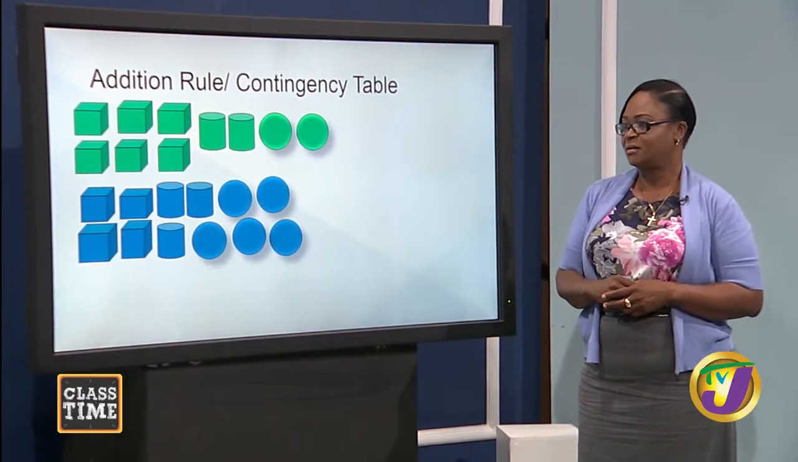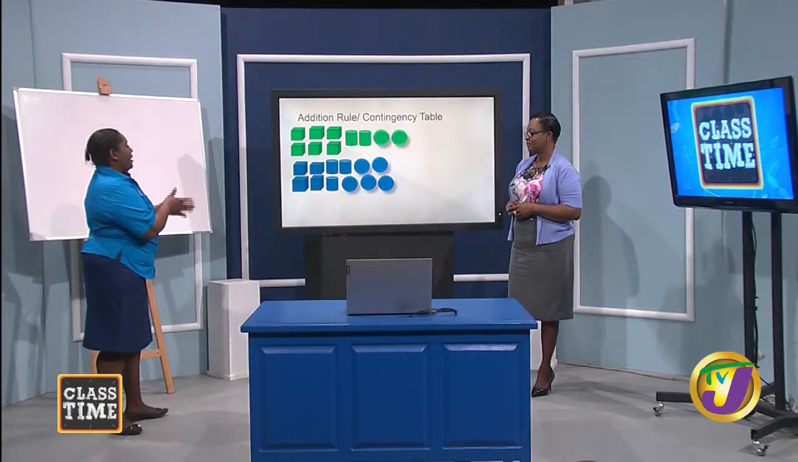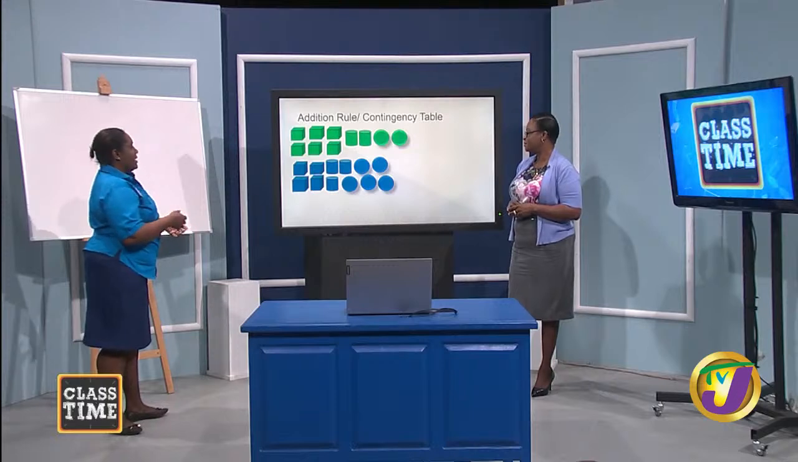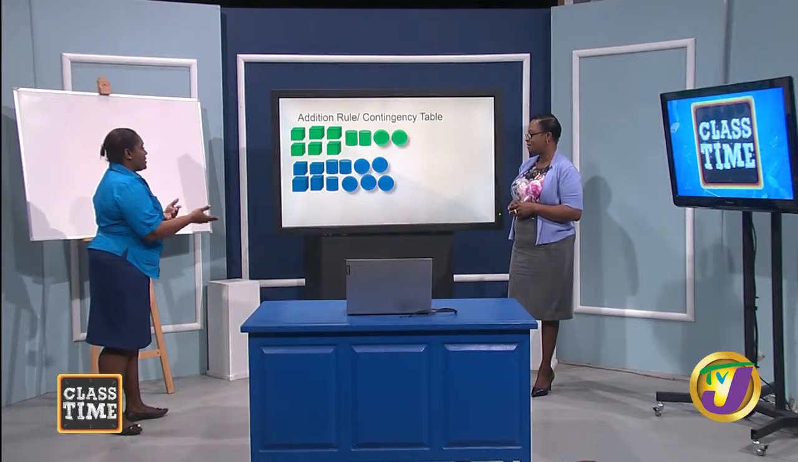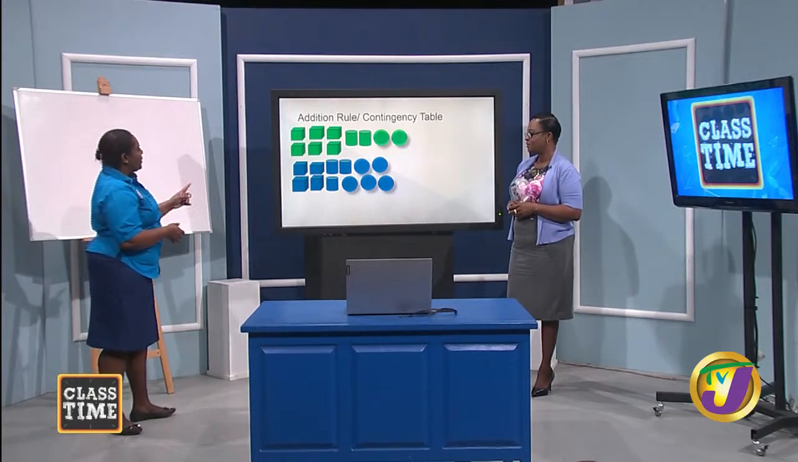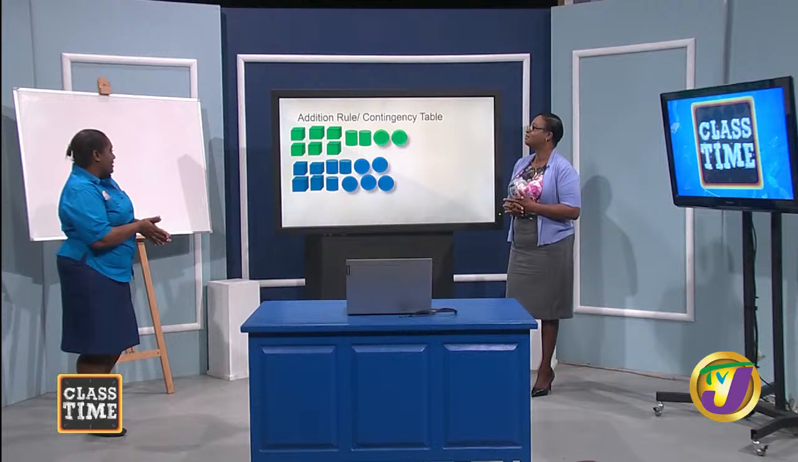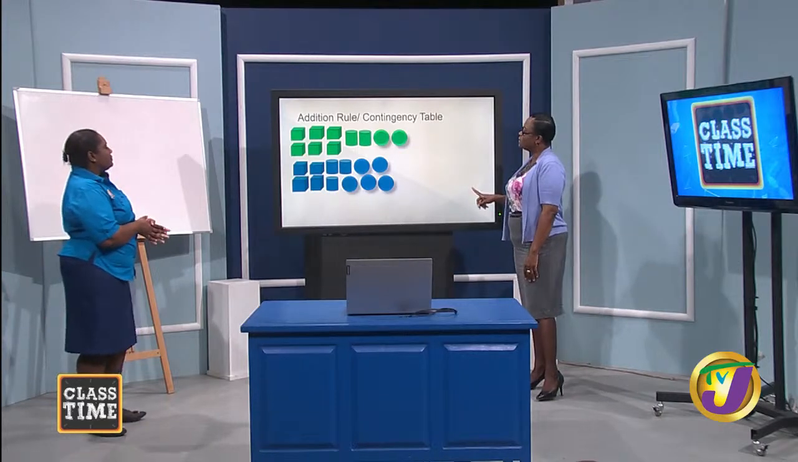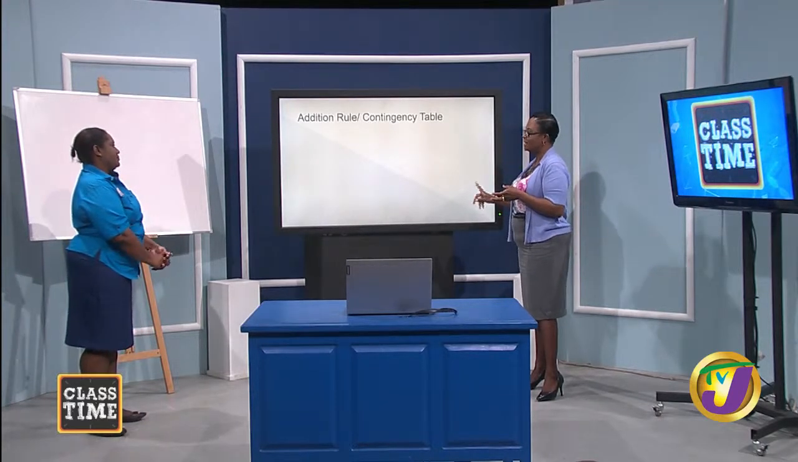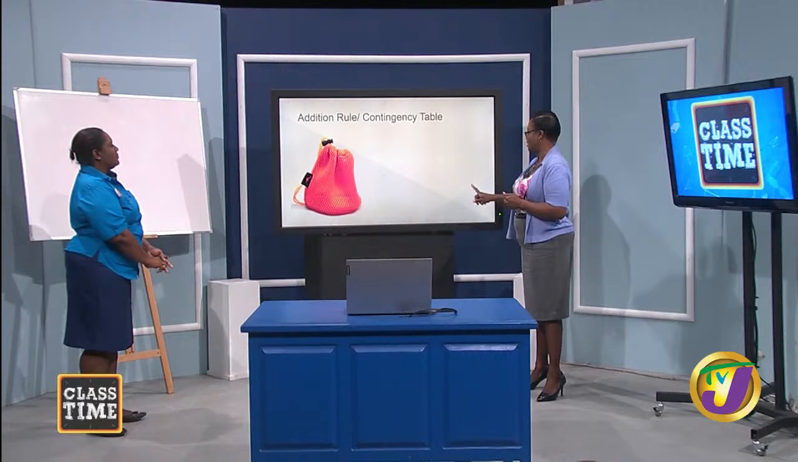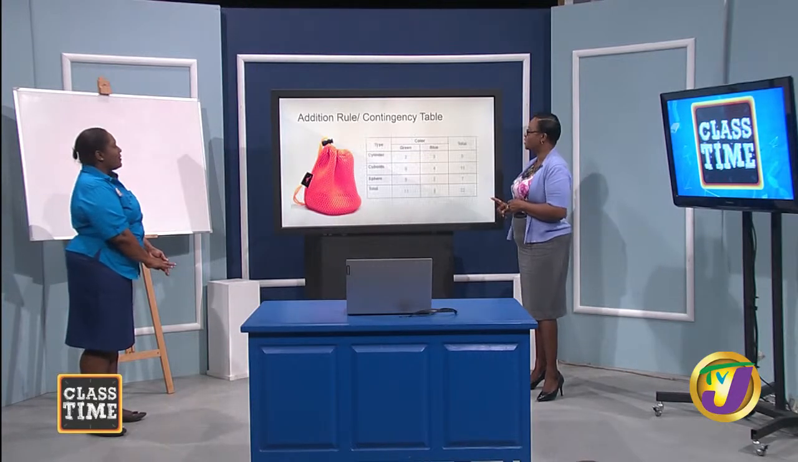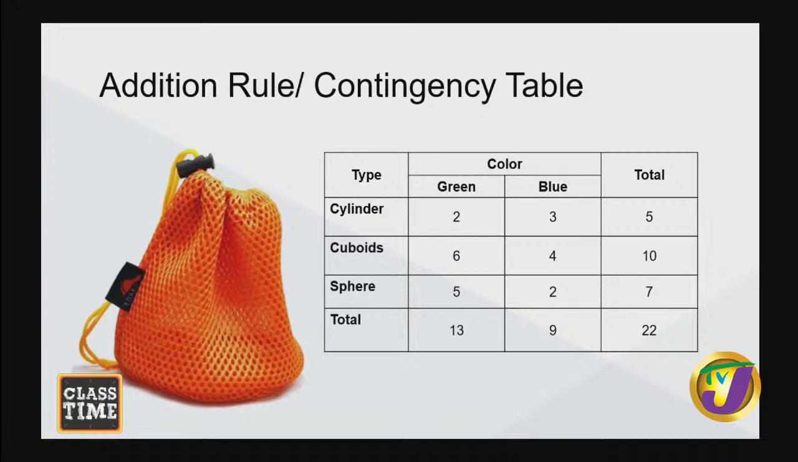Right. So all this can be presented in a table, based on the question that you're asking, and there is no way you can be a cube and a cylinder at the same time, or a sphere and a cylinder, or any of the combinations. It goes back to 2 events occurring at the same time. So what if we were to now place all these solids in this beautiful bag and summarize the information on the contingency table?